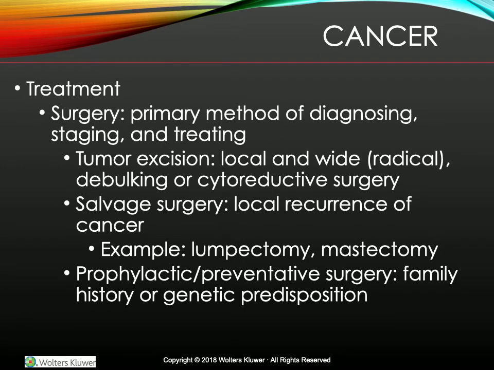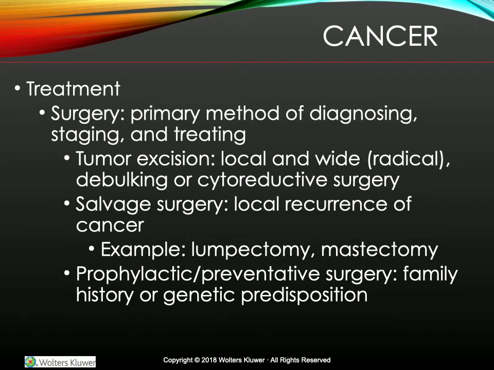There are so many treatments with cancer, and we're coming out with new treatments almost every day. So first, let's start with surgery. Surgery is a primary method of diagnosing, staging, and treating cancer. With surgery, we can do a tumor excision, which is local. We can also do some debulking or cryoreductive surgery, as well as salvage surgery, which is local as well. An example of salvage surgery is a lumpectomy or a mastectomy.